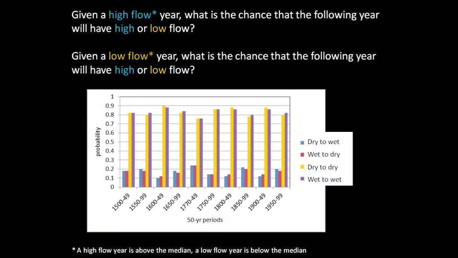The orange is the probability of going from a dry to a dry year, and the blue is from a wet to a wet. And over the course of the reconstruction, we don't see a lot of variability from one 50-year period to another, but the message here is that there's a much higher probability that a wet year will be followed by a wet year and a dry year followed by a dry year than we have a wet to dry or dry to wet, which suggests there's persistence in this system.